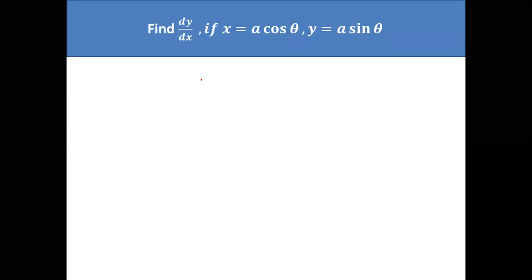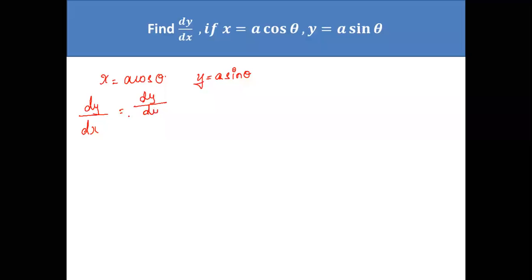So yes, this was a homework question. Those who have got the answer, you can put the answer in the chat box. They have given x is equal to a cos theta and y is equal to a sin theta, and they have asked you to find dy by dx. As you can see, x is in terms of theta and y is also in terms of theta. So in order to find dy by dx, you should know dy by d theta.